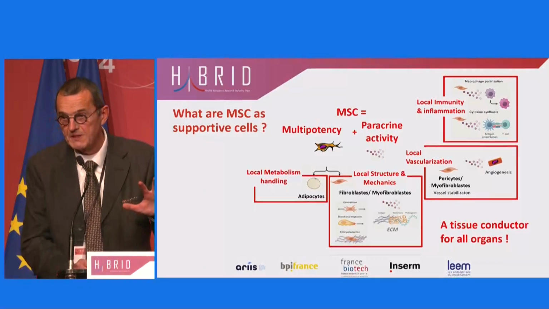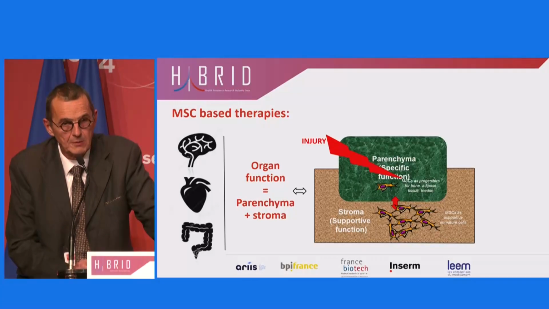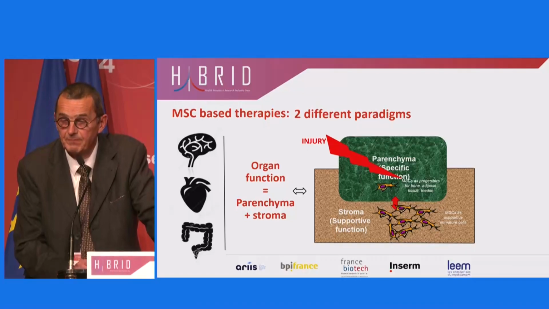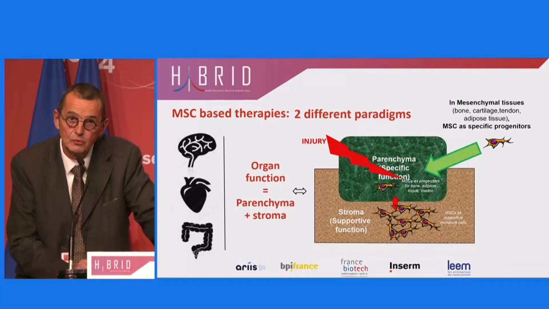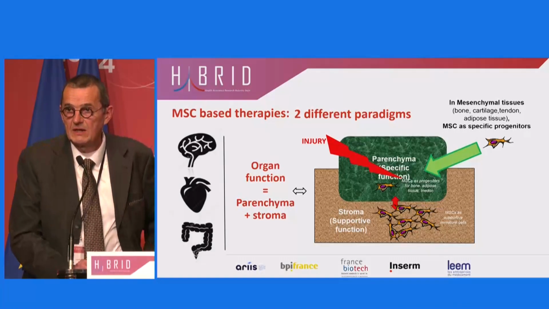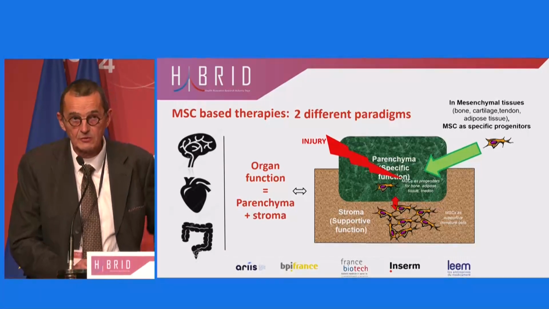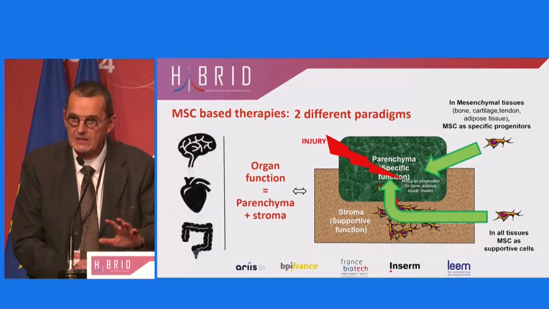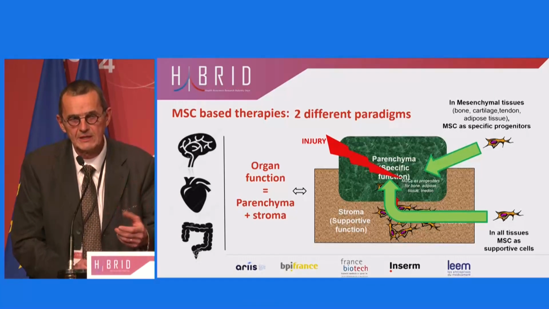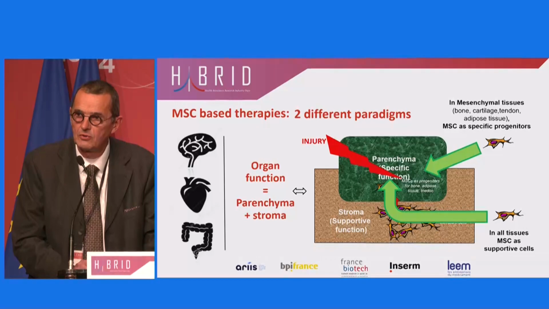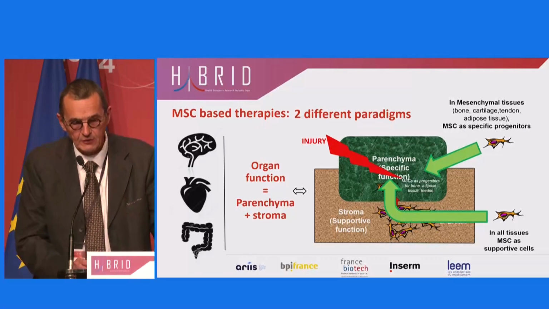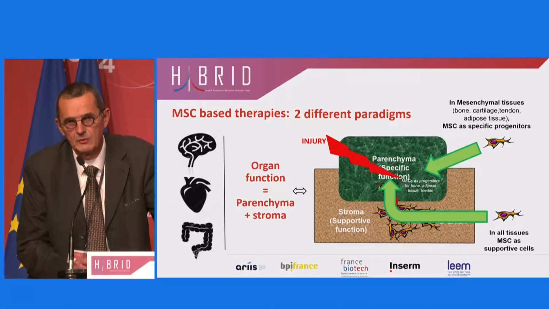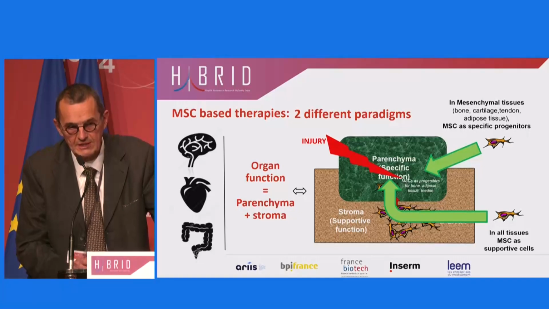And so with such a picture in mind, if you think about MSC-based therapies, it's necessary to consider two quite different paradigms. The first one, of course, is to use MSC as progenitors for specialized cells. The second option is to use them to indirectly recover or to indirectly correct some tissue dysfunction or some function impairment. And so you can use MSC for their supportive function, and their role as conductor for any tissue.